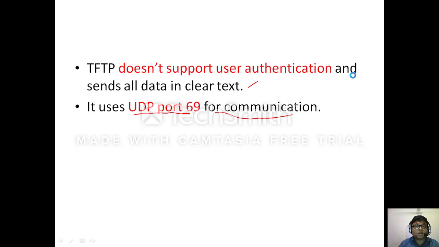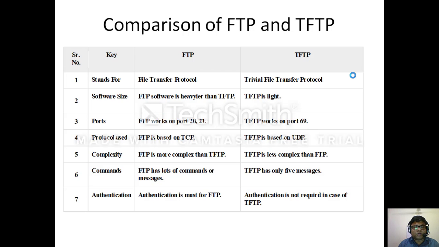So after seeing FTP and TFTP, now let us compare FTP with TFTP on different parameters. First, FTP stands for File Transfer Protocol. TFTP stands for Trivial File Transfer Protocol. Software size: FTP software is heavier than TFTP. TFTP is light. FTP works on ports 20 and 21. 21 is for the control connection and 20 is for the data connection. TFTP works on port 69.